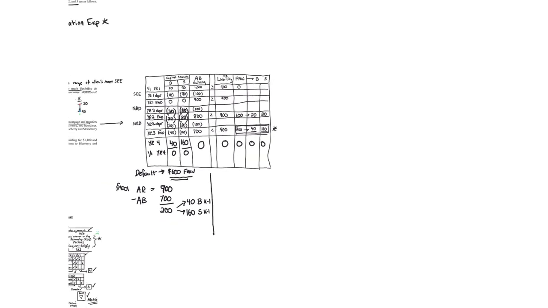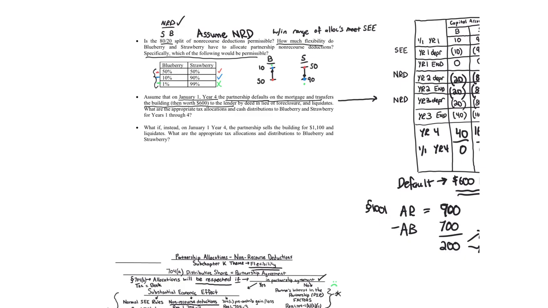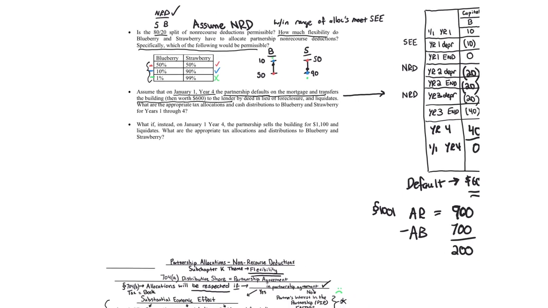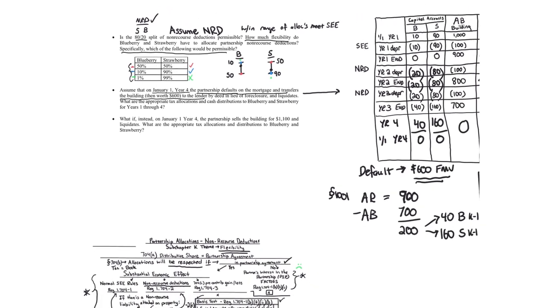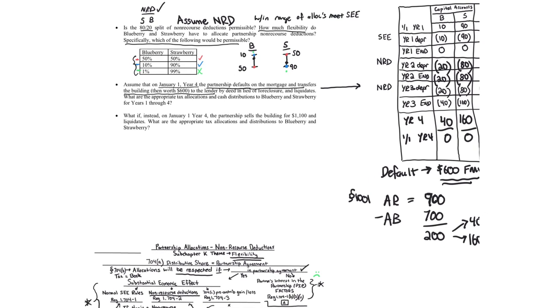All right. So that is what happens with respect to if the partnership liquidates. Again, the $600 value is irrelevant. You just focus on the $700, the adjusted basis, and the $900 liability, and the amount realized, adjusted basis under Section 1001, calculation of realized and recognized gain or loss for the partnership. What if instead, on January 1st, year 4, the partnership sells the building for $1,100, so it's going to sell it, and liquidates? What are the appropriate tax allocations and distributions to Blueberry and Strawberry?